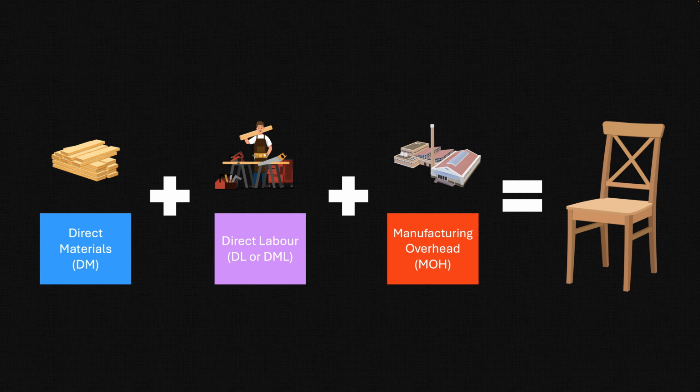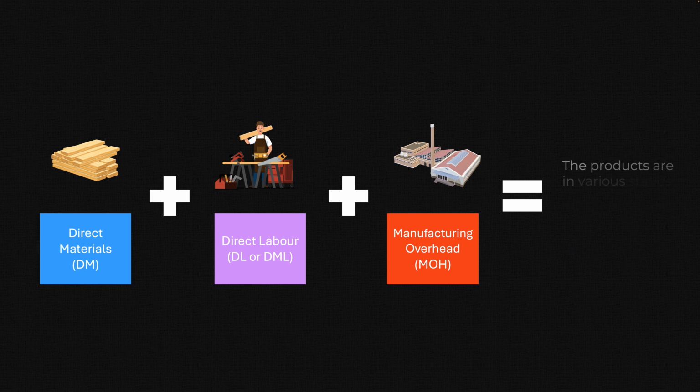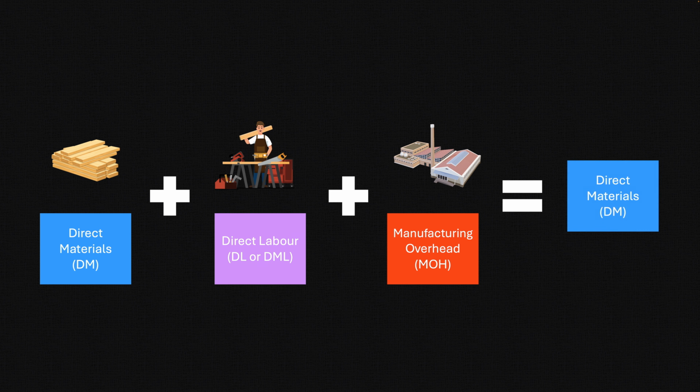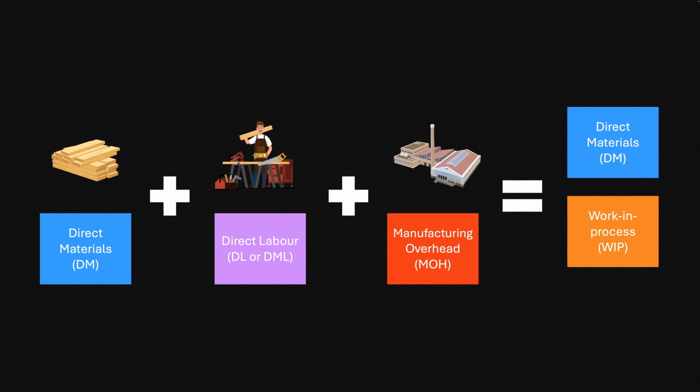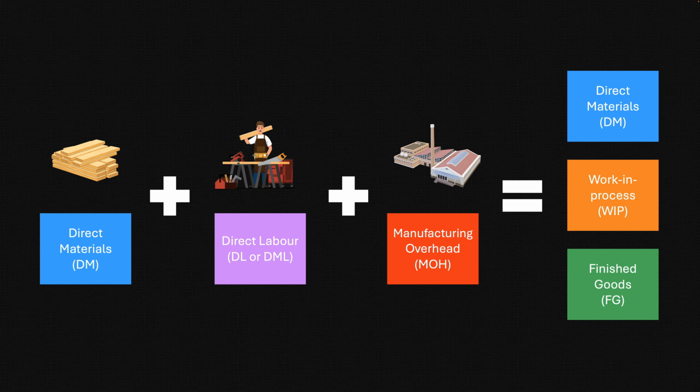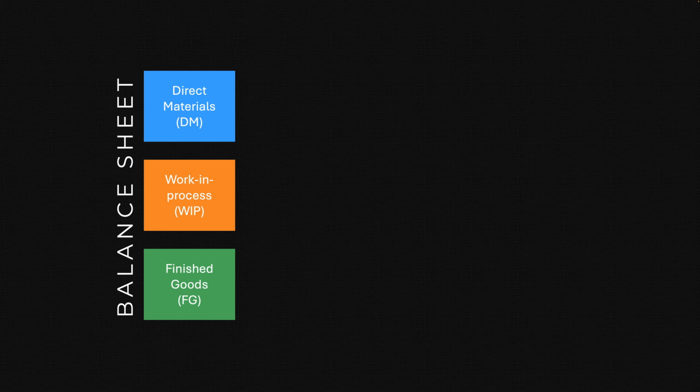not everything is completely finished. The products are in various stages of completion at the end of a period. Some of the direct materials inventory hasn't been used yet, and that will remain on the balance sheet as direct materials. Some of it has been used but is not yet finished. That is work in process. And then finally, some of it has been completely used, all the work is done, and it's sitting there as a finished good. Now, these three accounts sit on the balance sheet.